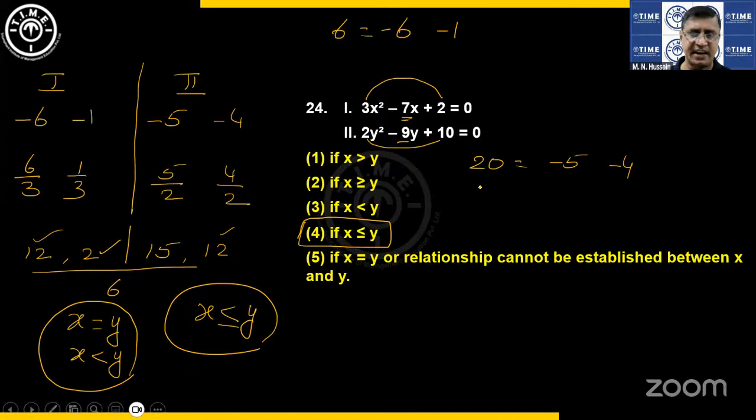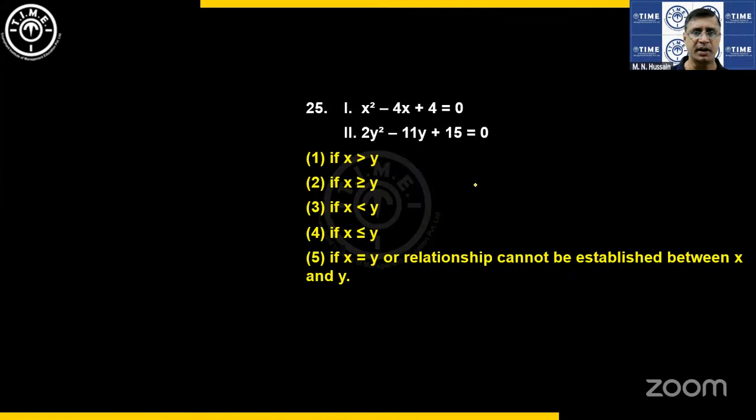Now look at the next example on your screen. Question number 25. X square minus 4x plus 4 is equal to 0. So what is the product? 4 is the product. How to write this? 2 into 2 is 4, and 2 plus 2 is 4.